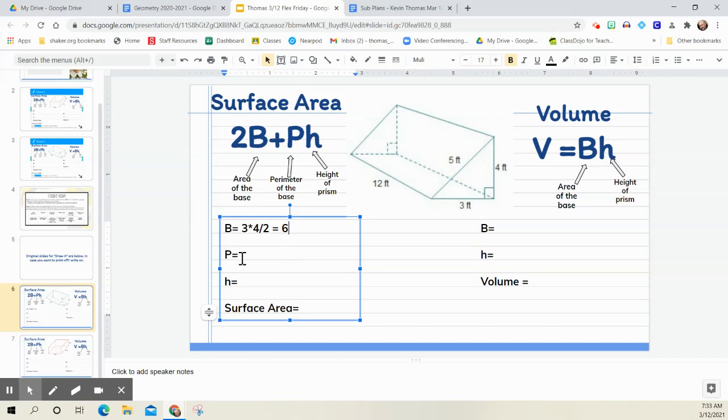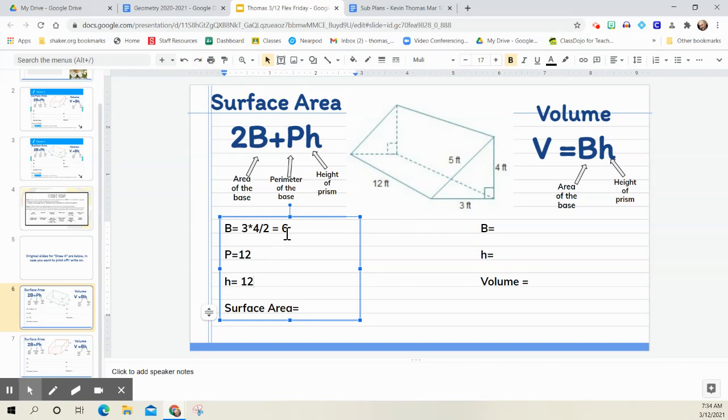Next, we find the perimeter of the base. Perimeter is when you find the total distance around something, so you just add up the three sides, and I trace them, so I know I'm looking at the right ones. This one and that one form a triangle, so that's 3 plus 4 plus 5 equals 12. So I found the area of the base and the perimeter of the base. Now I have to find the height of the prism, not the height of the triangle, the height of the prism, and that goes from one base to the other base for a total of a 12-foot distance.